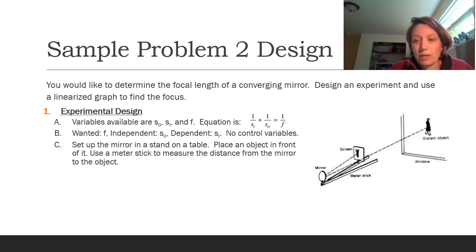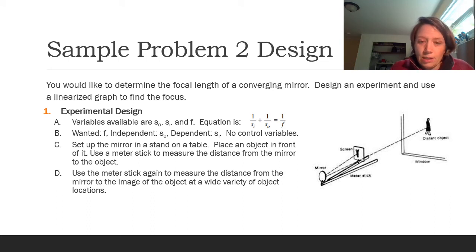The third step explains how we would change our independent variable. So I would set up the mirror on a stand on the table, place an object in front of it, and use a meter stick to measure the distance from the mirror to the object. So that's what's happening here. We've got a meter stick and we're going to measure the object distance. The next thing is to use a meter stick again to measure the distance from the mirror to the image of the object. We have this screen that we're projecting an image onto, and we're going to use the meter stick to measure how far away that image is. And then it says at a wide variety of object locations, so I'm moving relative to the object, so I get a bunch of data points, not just a single data point.